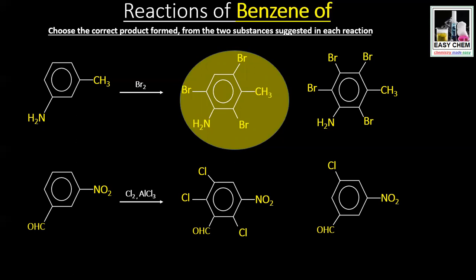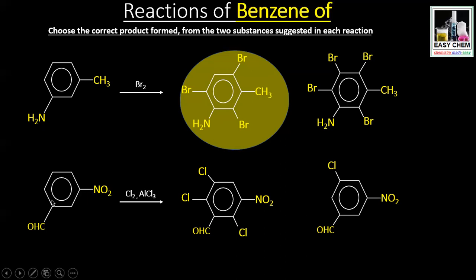allowed. Second one. In the second one, we have NO2 and there's an aldehyde group. They both are electron withdrawing groups. So we have to find out, compared to the position of this alkyl group or aldehyde group, what are 3 and 4? 3 and 4. This is 3 and 5. This is 3, this is 5. Or this is 3, this is 5. So we consider this place for the reaction to occur because the other side has already reacted.